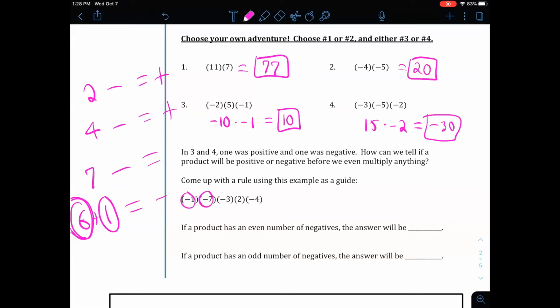We have 1, 2, 3, 4. So these 2 are going to match up and cancel out. These 2 are going to match up and cancel out, so it's going to end up being a positive result. Do you guys see that? Every 2 negatives are going to pair up and cancel each other out. And if you have any left over, any odd number of negatives, it's going to end up making it negative. So if a product has an even number of negatives, the answer will be positive. And if you have an odd number of negatives, the answer will be negative. Okay?